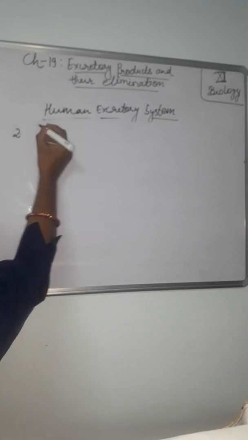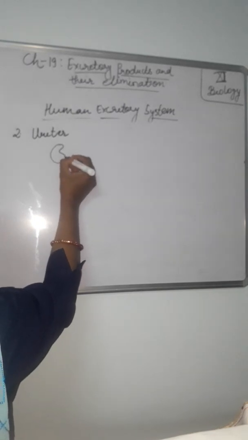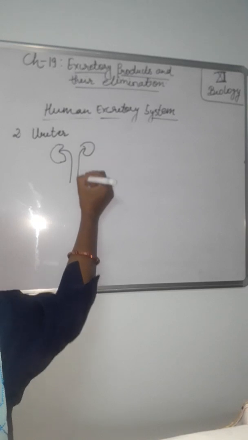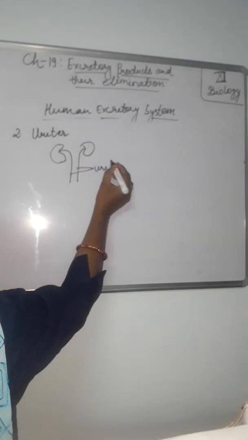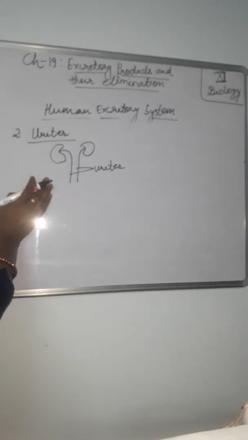And the second part, that is ureter. As you know, a tube comes down from each kidney. ठीक है, जैसे ये किडनी है, एक ट्यूब आती है, comes down from each kidney, that is called ureter. This is ureter. Okay, this is ureter, and this tube is called ureter.